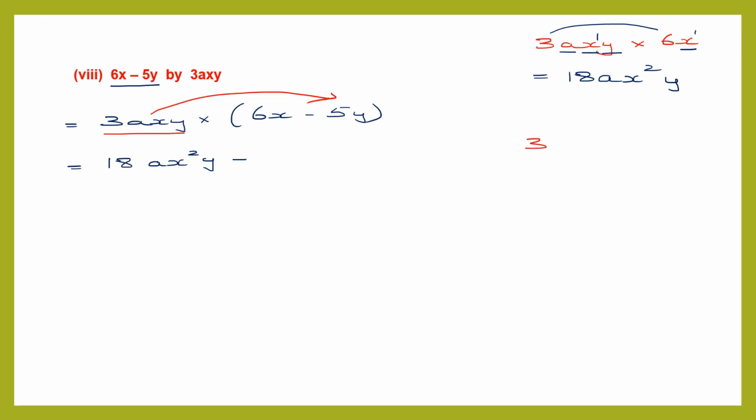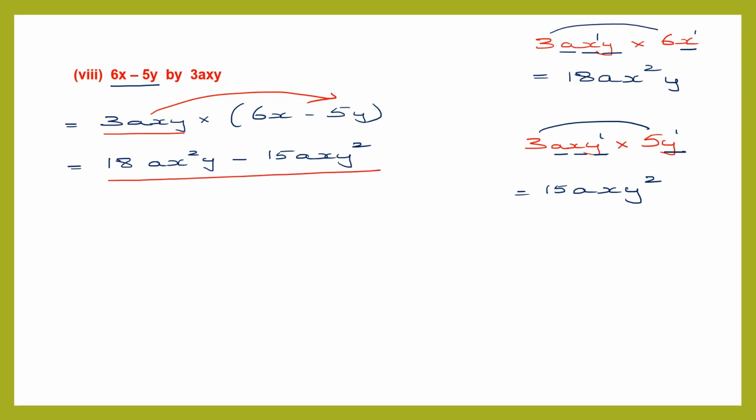So that is 3axy into 5y. Minus we've already written. So first what we're going to do is multiply the numbers. 3 into 5 is 15. A there's only 1, so we'll write it as it is. X also there's only 1. And then we have 1 y here and 1 y here. 1 plus 1 is 2. So that makes it y to the power of 2. So here what do we have? 15 ax y square. So what is our final answer? 18ax square y minus 15ax y square.